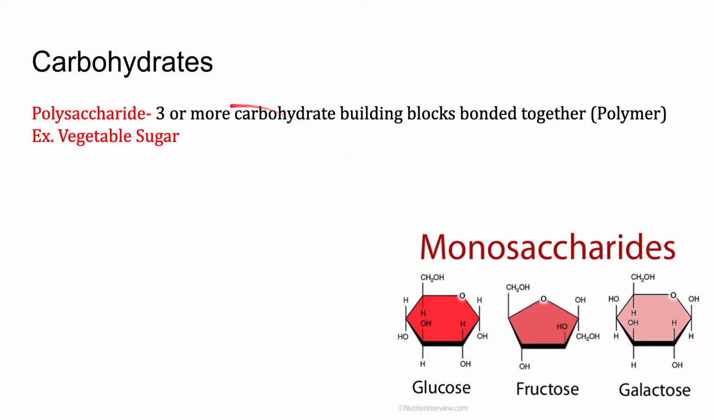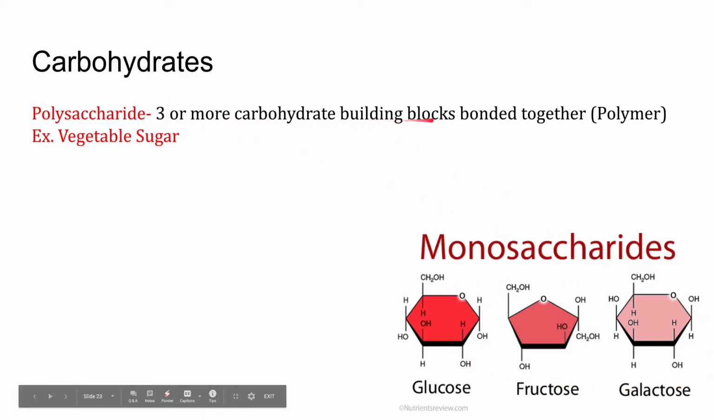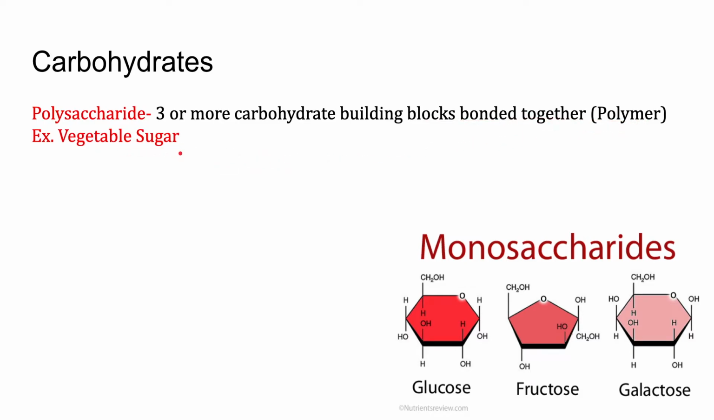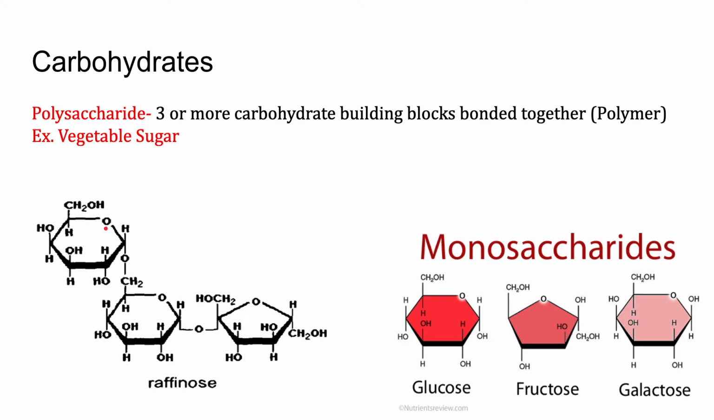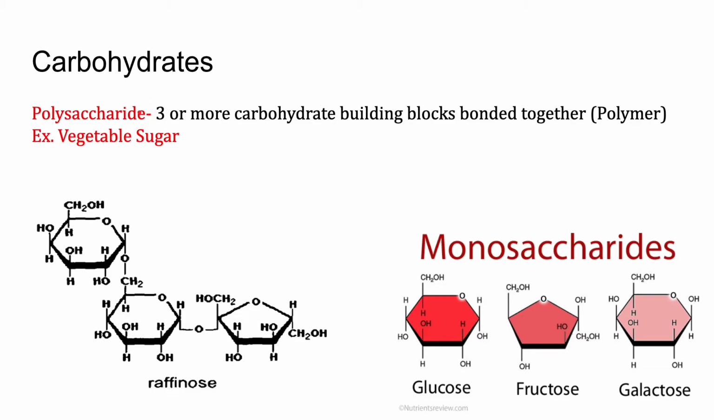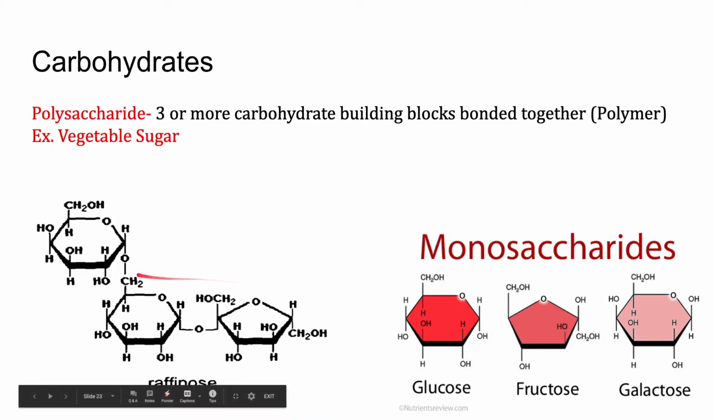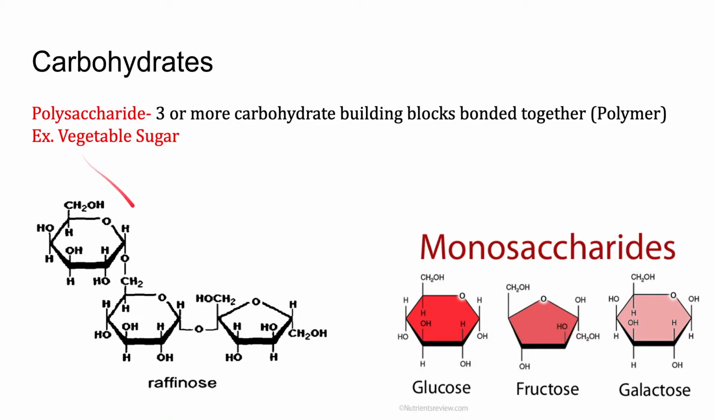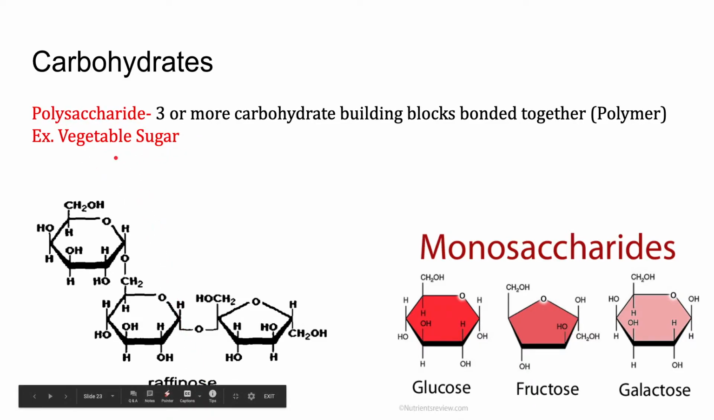What I am going to do is say that anytime you have 3, such as we have here, or more carbohydrate building blocks bonded together in your polymer, such as in vegetable sugar or raffinose, just like we have here, we have glucose, galactose, glucose, and fructose bonded together in this polymer, anytime you have 3 or more, you're now looking at a polysaccharide. So it goes monosaccharide, disaccharide for 1 and 2, and then if you have 3 or more, like we have here, you're looking at a polysaccharide. Raffinose, or vegetable sugar, is one example.